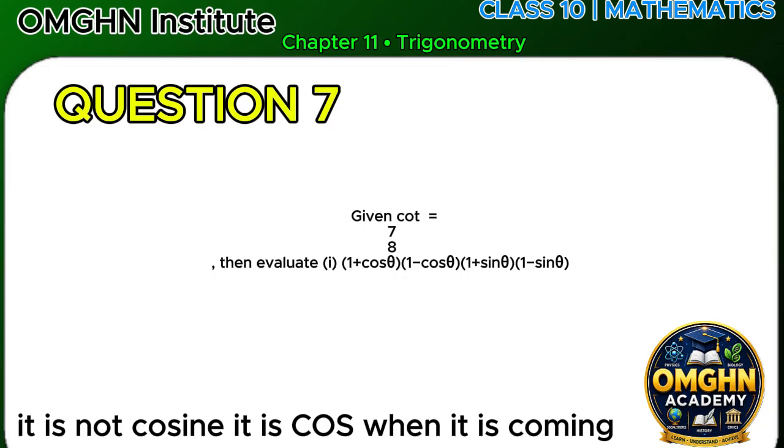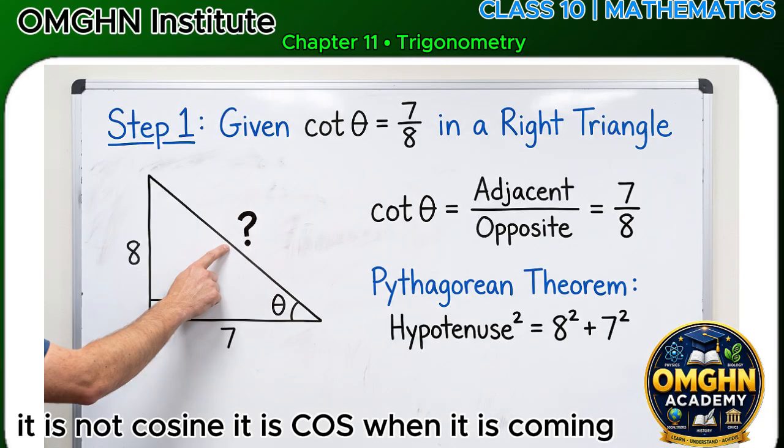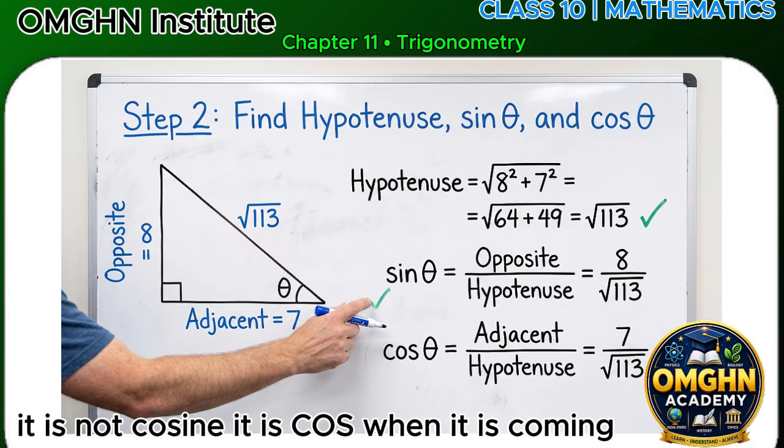Cot theta is adjacent by opposite. Therefore, we can take adjacent side as 7 and opposite side as 8. Now let us find the hypotenuse. By Pythagoras theorem, hypotenuse square is equal to 7 square plus 8 square. That is 49 plus 64. Therefore, hypotenuse square is 113. So the hypotenuse is root 113.